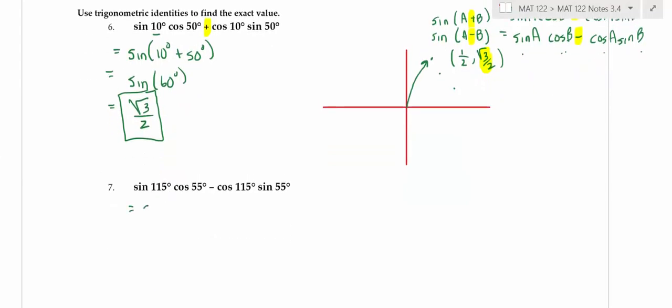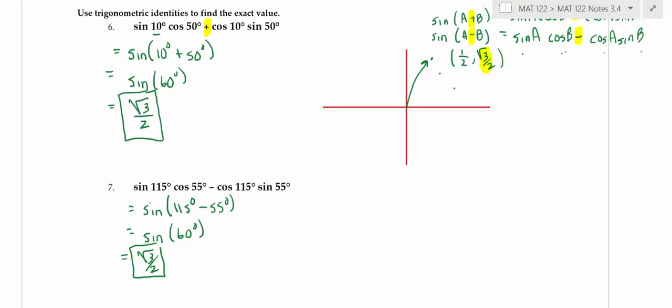So this is going to be the same as the sine of 115 degrees minus 55 degrees, okay? So that looks like it's the same thing. That again is the sine of 60 degrees, just like the last problem. So again, that would be square root of 3 over 2. Okay, so again, that's an exercise in getting you comfortable with how the signs go on the identity is all that is.